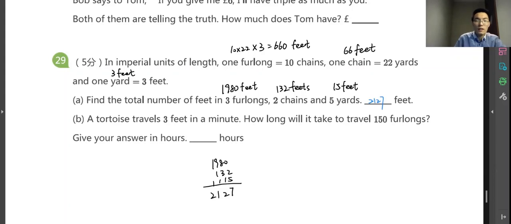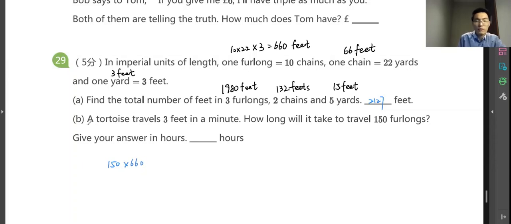Okay, now let's look at part B. So a tortoise travels 3 feet in a minute. How long will it take to travel 150 furlongs? So let's convert furlongs into feet first, okay? So 150 furlongs will be times 660 feet.